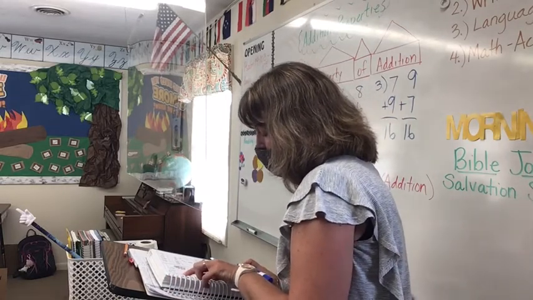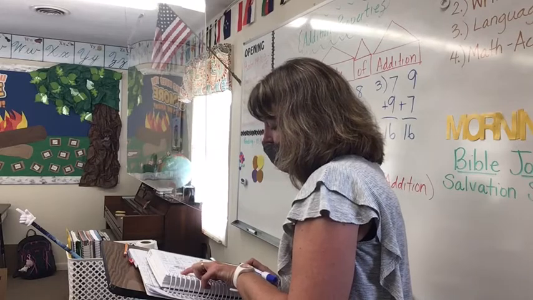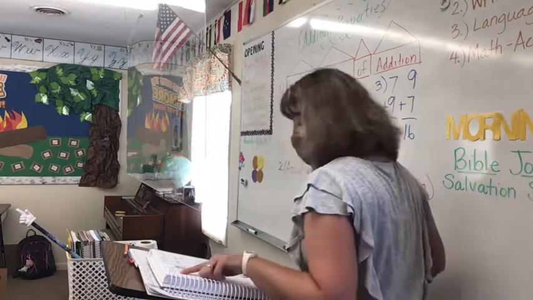All right, now for numbers 4 through 7, we're going to add parentheses to show making 10.